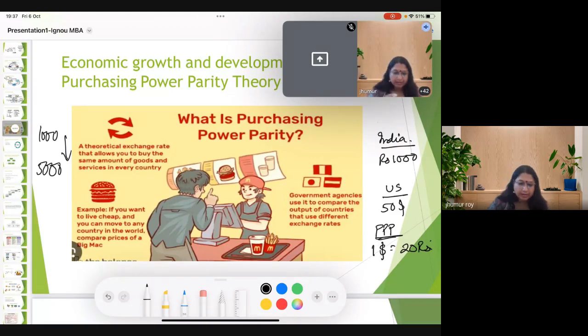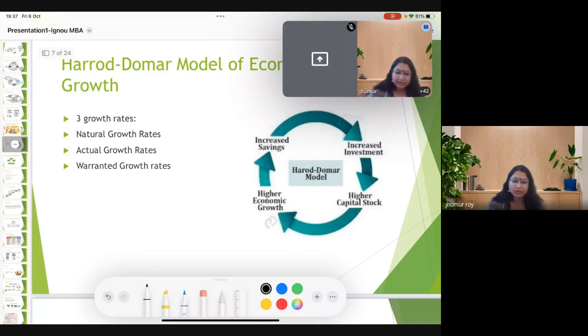Okay, the second theory that we have is called the Harrod-Domar model of economic growth. Whenever we talk about this model, it talks about saving and investment. So there are two things which we study over here. If you see over here, we have made a diagram, but I'll come to that later.